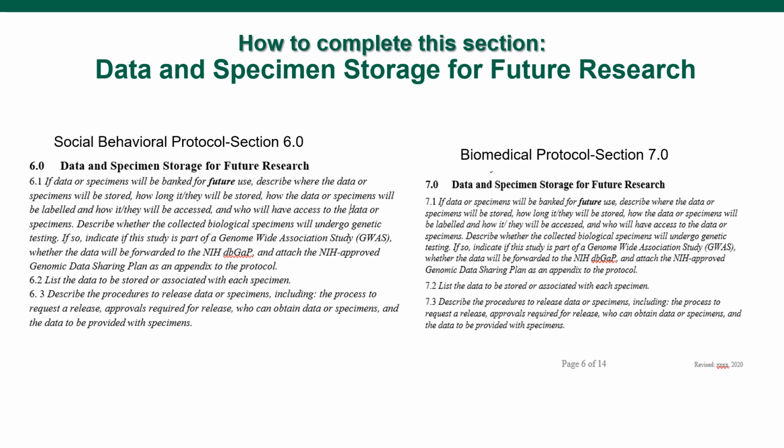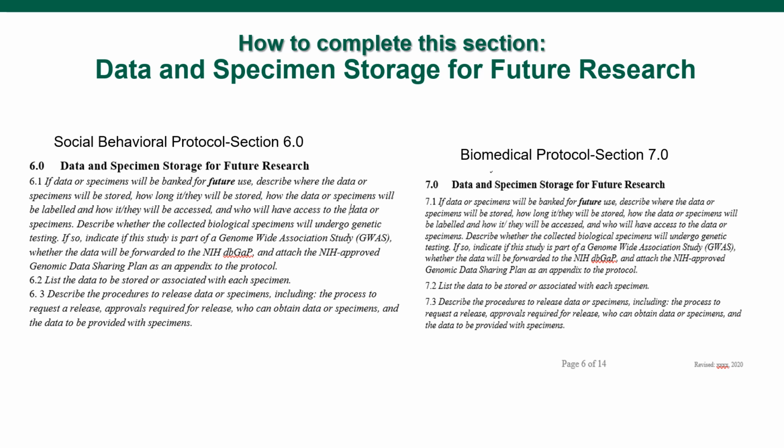Now 6.2 for social behavioral and 7.2 for biomedical is a follow-up to that first bullet point. If you will not utilize your current study data specimens in the future, you're going to place N/A here also. Now, if you will utilize your current study data specimens for future research use, you're going to list in this section the data to be stored or associated with each specimen. That's where you're going to put it, in this section.